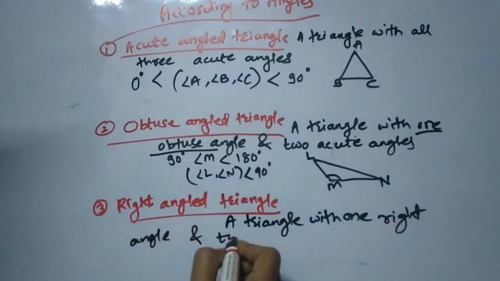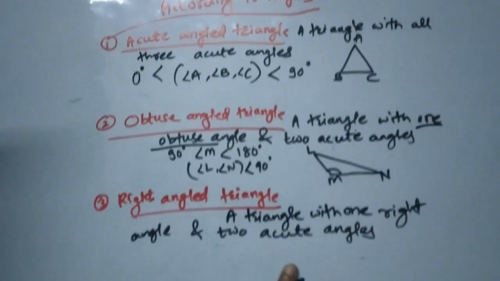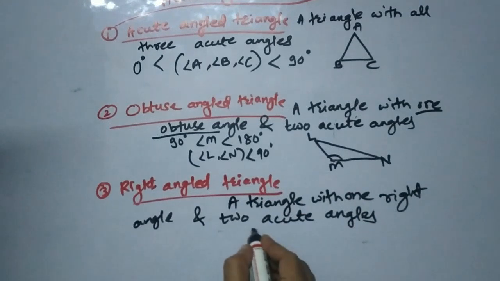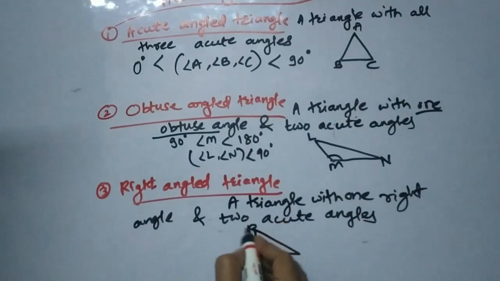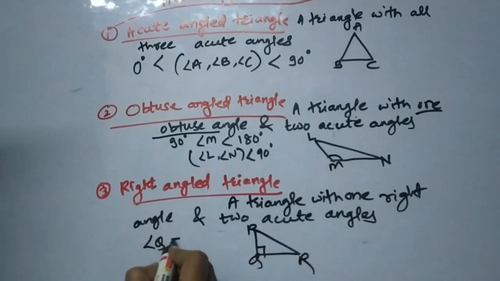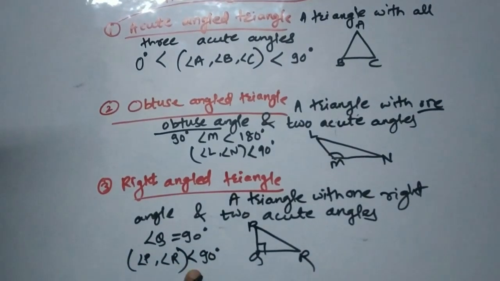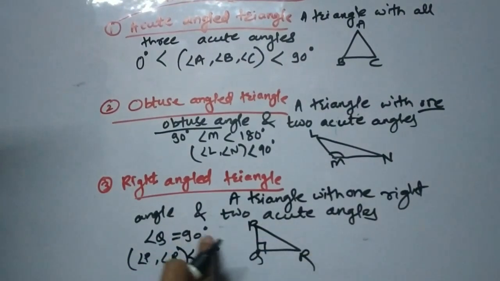And the remaining two are what? Acute angle. So in a right angle triangle, friends, you can see this. Suppose this is a triangle P, Q and R. So here angle Q is exactly 90 degrees. And the remaining angle P and angle R, they are less than 90 degrees, which means they are acute angles. And this Q is exactly 90 degrees. So this complete triangle becomes a right angled triangle.